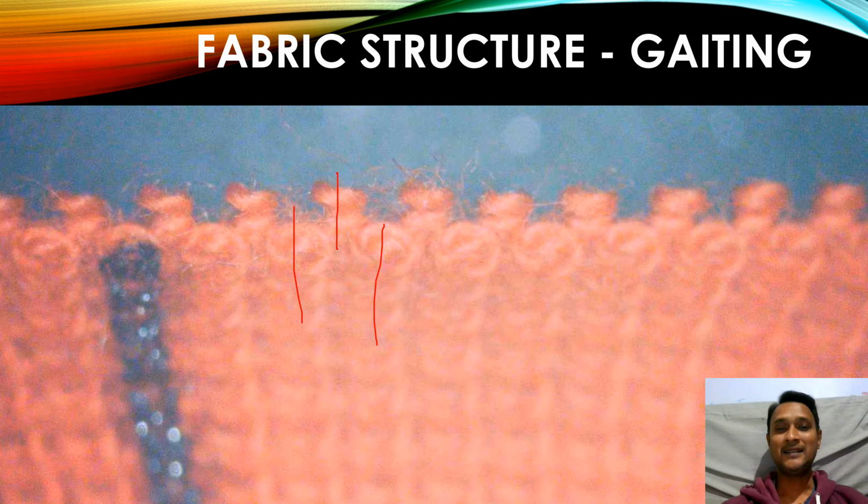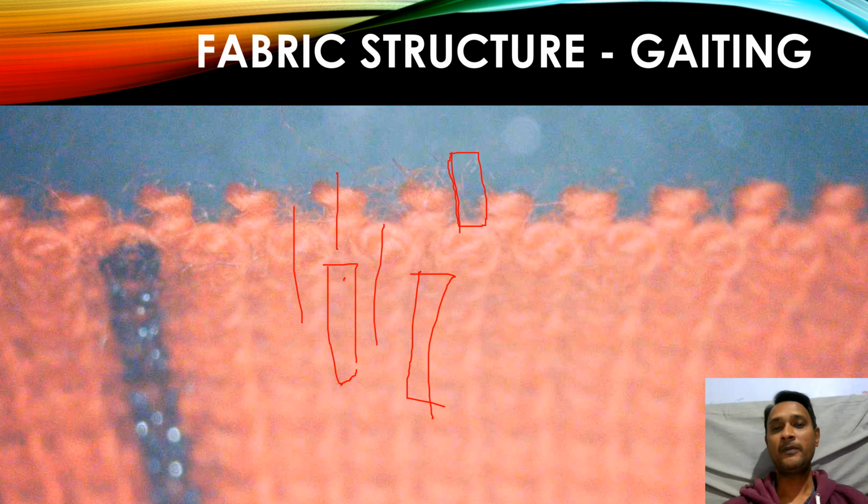And moreover, since this is a mini waffle fabric, there will be a needle drop in both the cylinder and dial. You could see there is a gap between two cylinder needles. In the same way, in between two back loops there is a gap, which means there is a needle drop in between the face loop and the back loop.